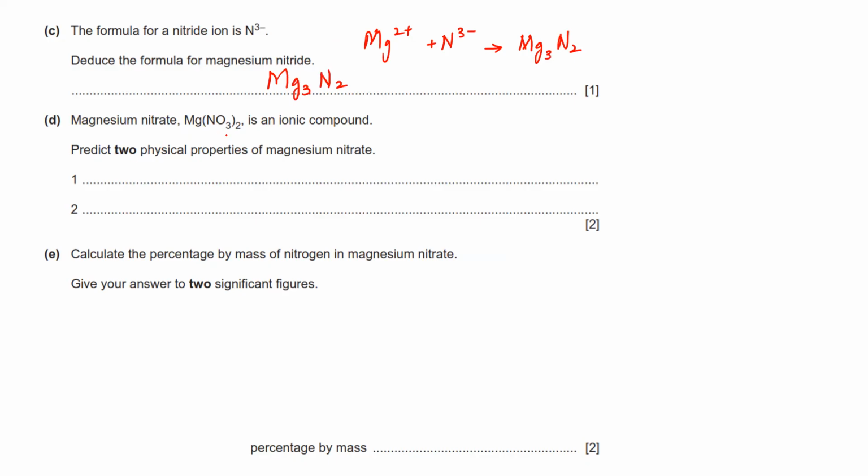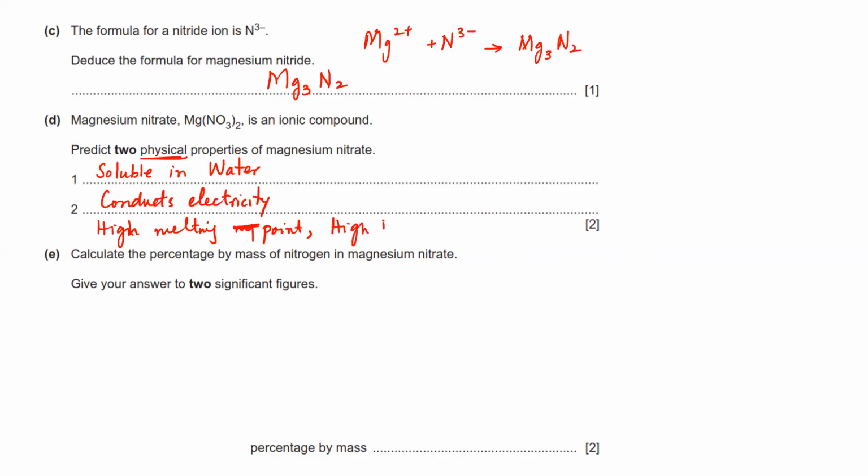Then it says magnesium nitrate, Mg(NO3)2, is an ionic compound. Predict 2 physical properties of magnesium nitrate. So magnesium nitrate, physically, is soluble in water. All nitrates are soluble. Soluble in water, that is one. Again, it's an ionic compound, so it conducts electricity. That's the easiest thing you can write about an ionic compound. Also, you can say high melting point, high boiling point.